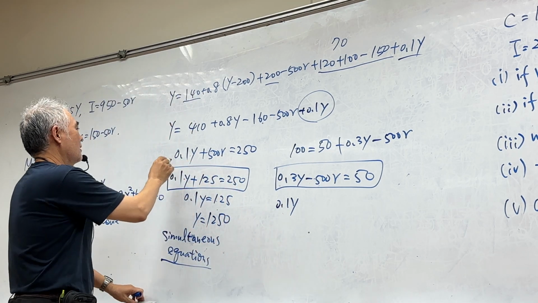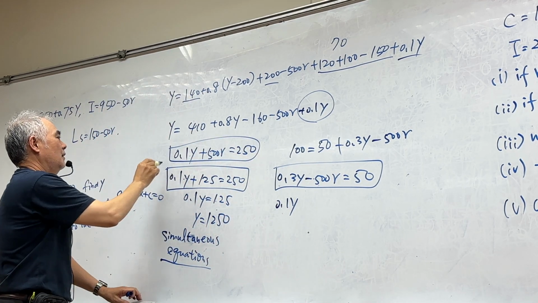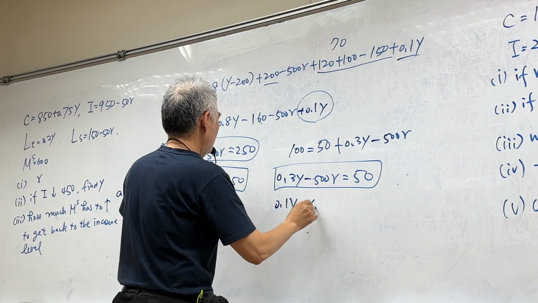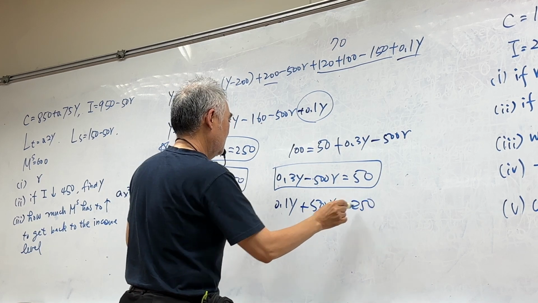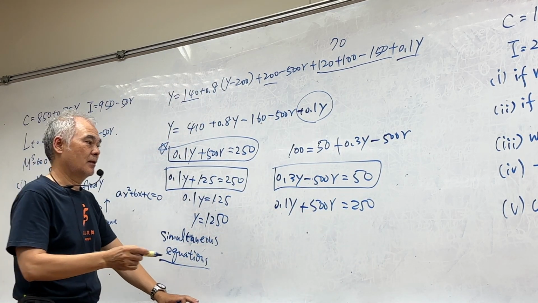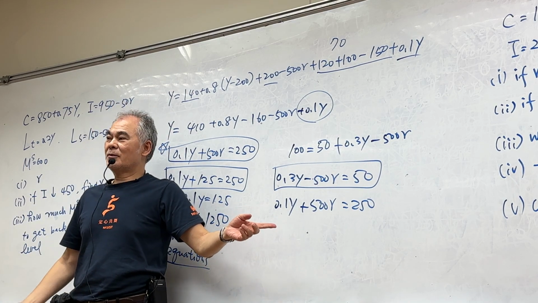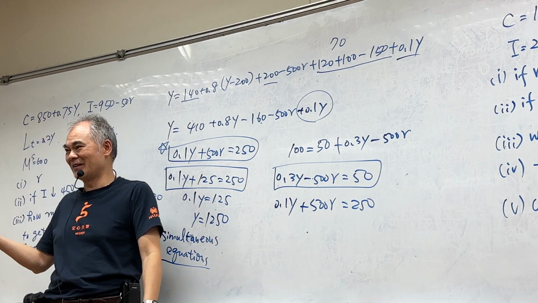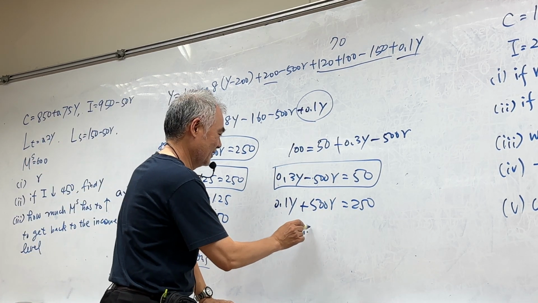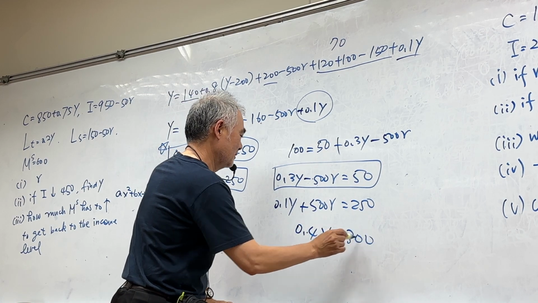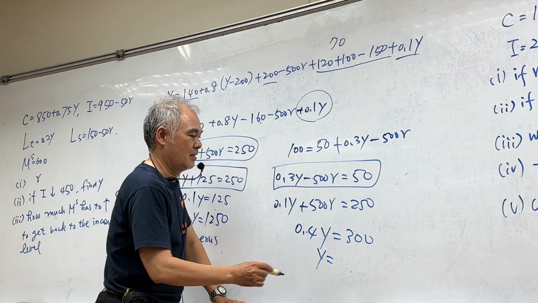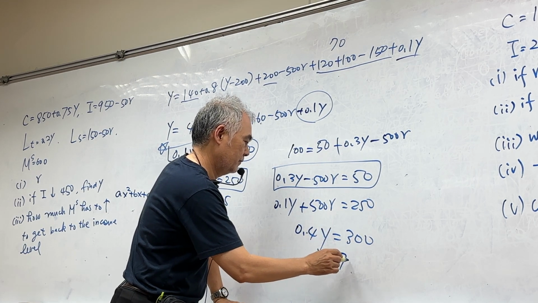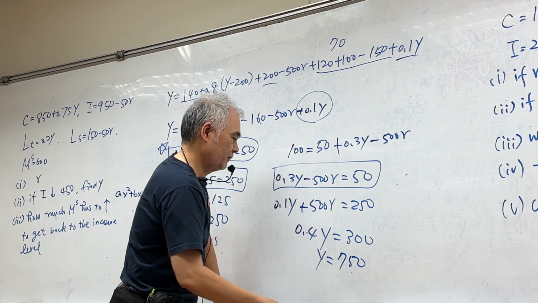Okay, so then let's try 0.1Y. Sorry, it's here. Okay, sorry. The IS curve is here. Okay, plus 500R is equal to 250. Okay, so then what do you have? So this one, you're going to be very grateful to the professor, right? It's easier to calculate. Okay, much easier than the other one. The other one is a mess. Okay, 0.3Y is equal to 300, right? So how much is Y? 750, is that right? Okay, 750.